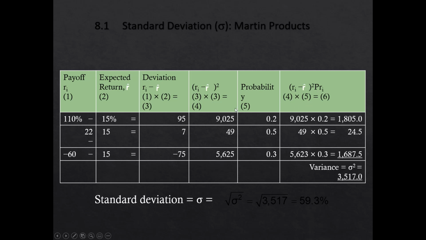And again, because you have a square, it makes this negative number a positive. So your variance, which is sigma squared, is always going to be a positive number, and your standard deviation is always going to be a positive number because your standard deviation is the square root of the variance, and this is how you calculate the variance. Walking through it, you take the sum, which is 3,517, you take the square root of that, and you get a standard deviation of 59.3%.